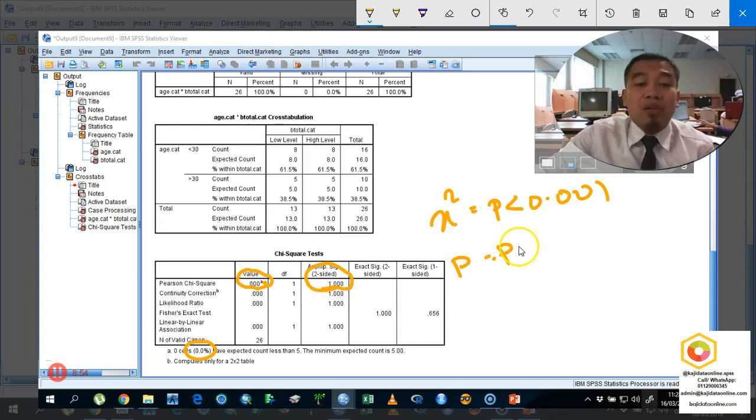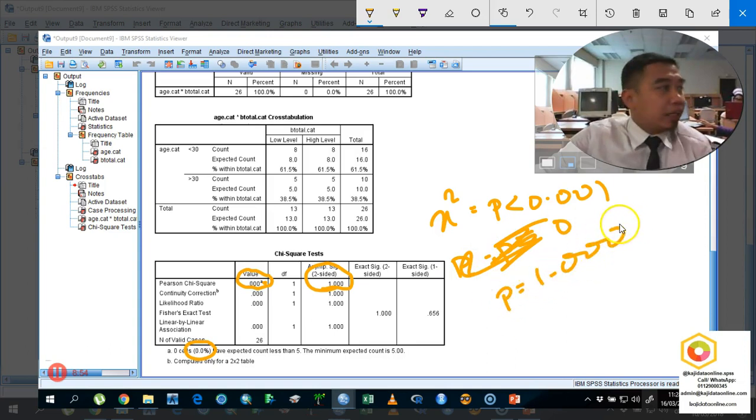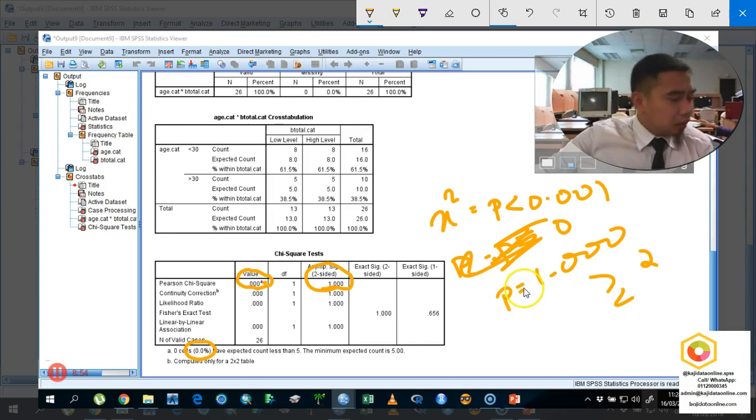Assumption significance, your p value is p is equal to what? P is equal to 1.000, correct? More than or less than alpha? More than, correct. More than alpha, reject or fail to reject null hypothesis? Are you sure? Yeah, correct. More than, fail to reject null hypothesis.